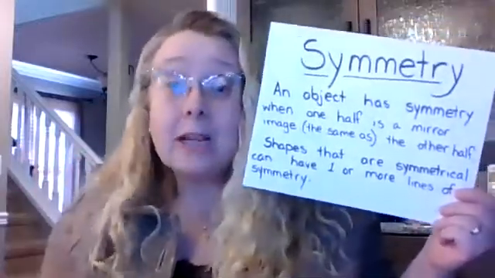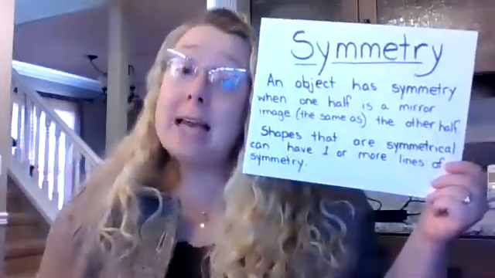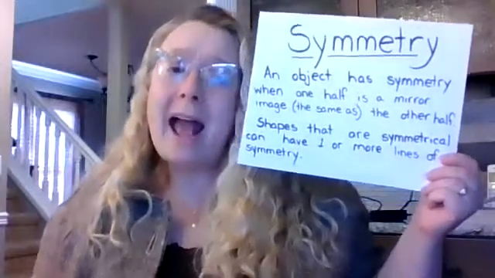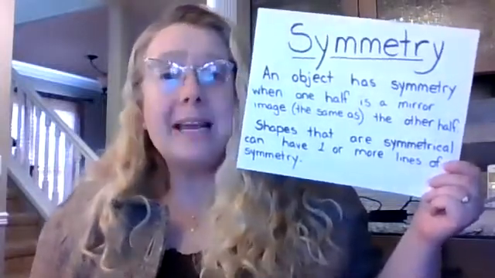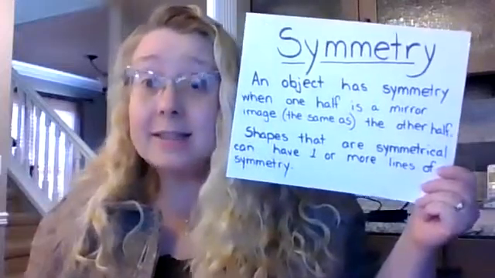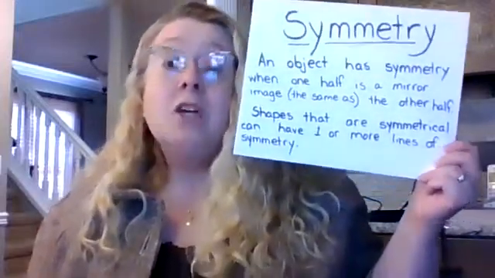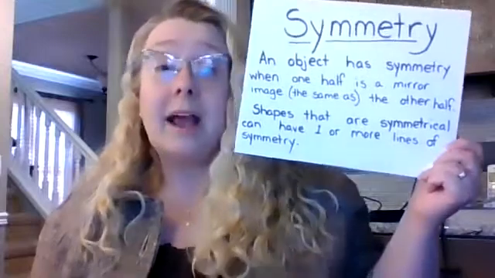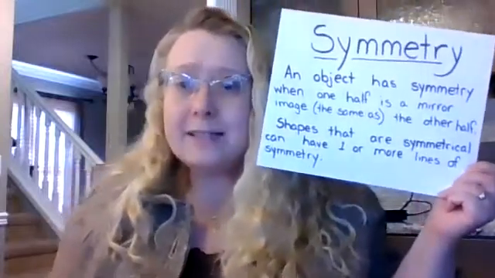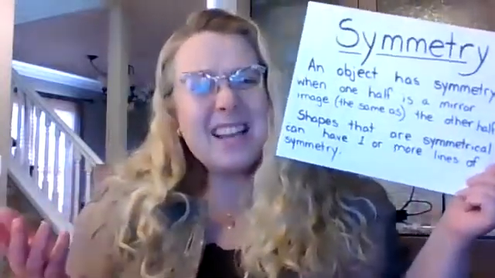What is symmetry? Well, an object has symmetry when one half is a mirror image or exactly the same as the other half. Shapes that are symmetrical can have one or more lines of symmetry. Let's take a look at what that really means.